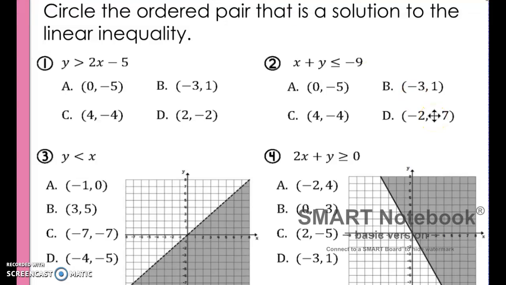All right, this bell work problem says circle the ordered pair that is a solution to the linear inequality. So we have four problems we need to do here. Numbers 1 and 2 we're going to solve algebraically, so we will find the solution to the inequalities algebraically. And then 3 and 4 we will find the solutions to those inequalities graphically.